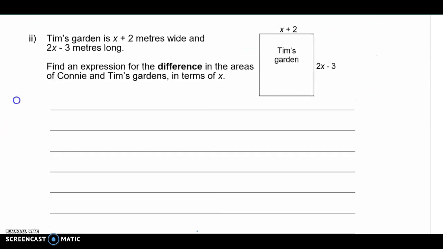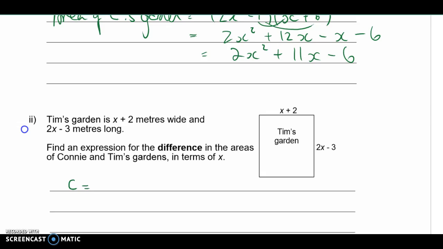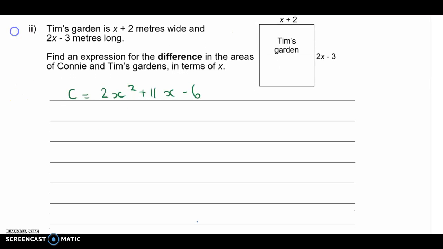Tim's garden is x plus 2 meters wide and 2x minus 3 meters long. Find an expression for the difference in the areas of Connie and Tim's garden. So Connie is 2x squared plus 11x minus 6. Let's work out what Tim's garden is.